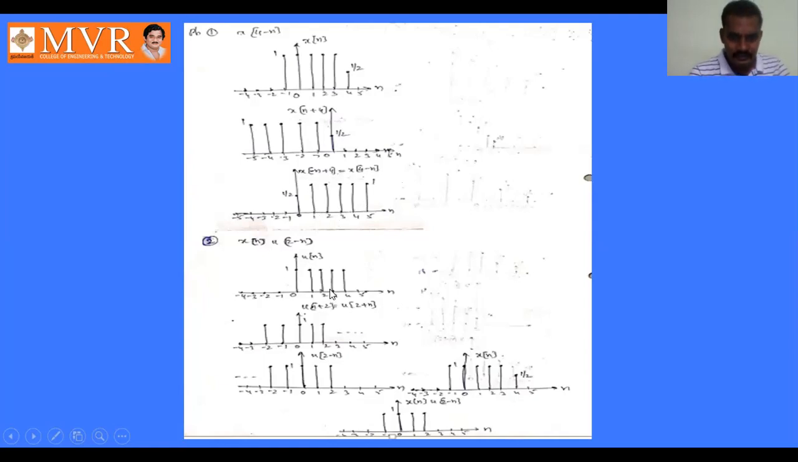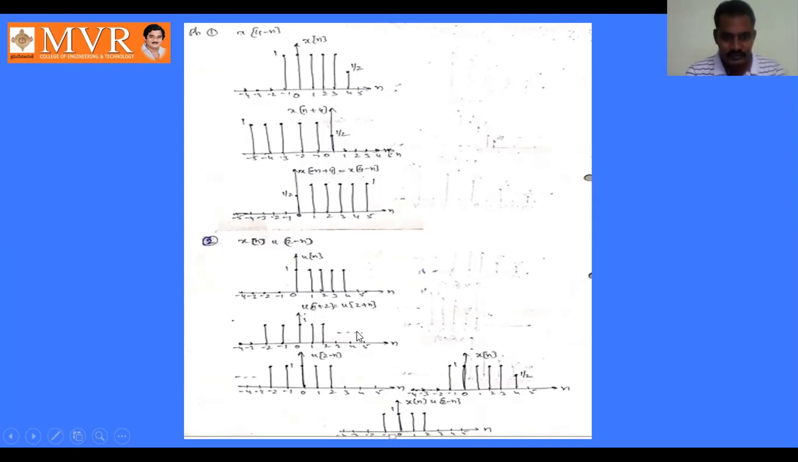Okay, next we have to find out x of n into u of 2 minus n. So u of n is given like this. How to define u of n? It is the unit step function. U of n equal to 1 for n greater than or equal to 0. We have to find out u of 2 minus n first. So this is u of 2 minus n.